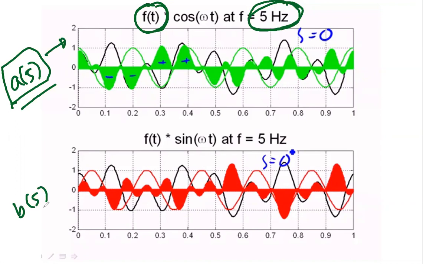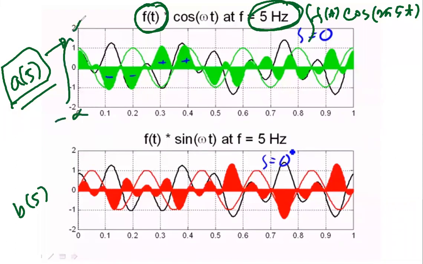And we can follow the steps. What is the step number 1? FT, always this is your unknown. And now this is cos twice pi into 5t. Do the multiplications and make the summation from minus infinity to plus infinity.